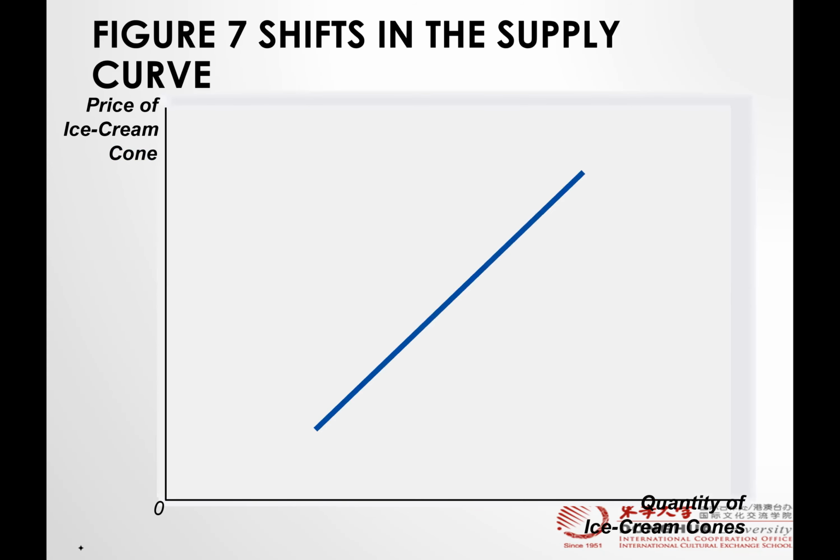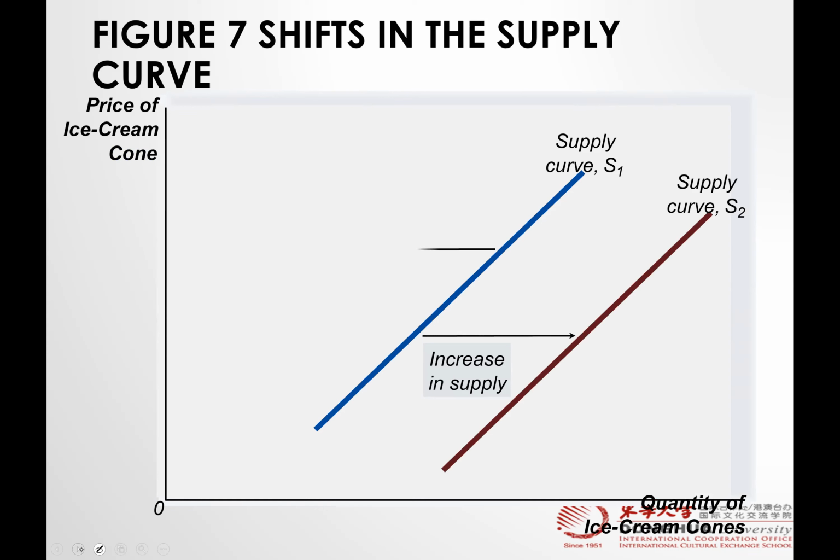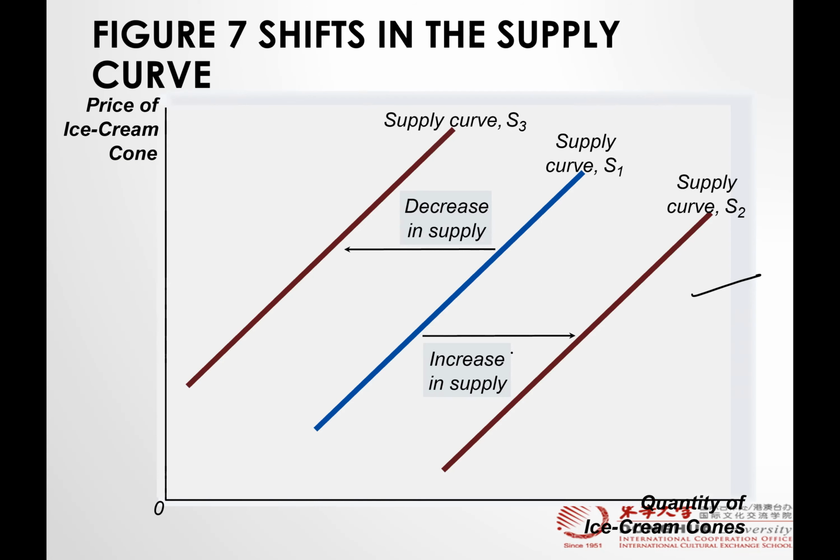And then what is shift? If there is an increase or decrease in quantity supplied and the reason is not price, it means we are talking about shift. So if on every price level, quantity supplied is increased, it means there is an increase in supply, and that increase means shift to the right. Decrease in supply means shift to the left.